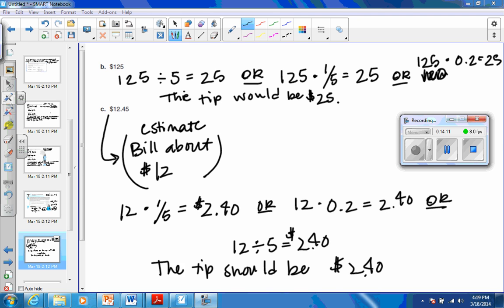Same thing here. I estimated this bill about $12. So I did 12 times 1/5. I did 12 times 0.2, and I did 12 divided by 5. They all give me an answer of $2.40. So the tip in this case should be $2.40.